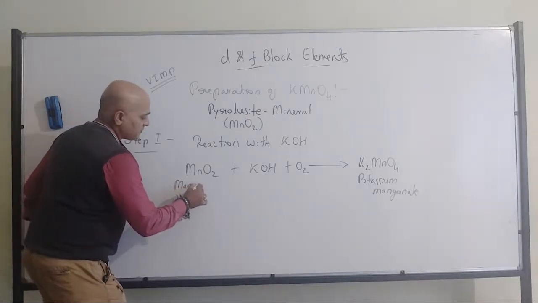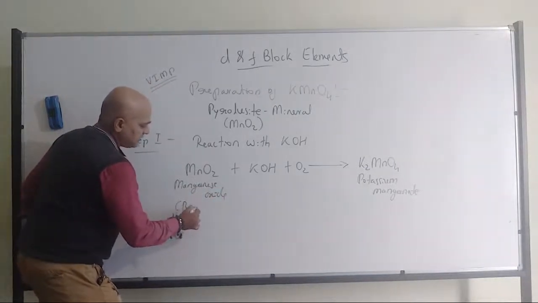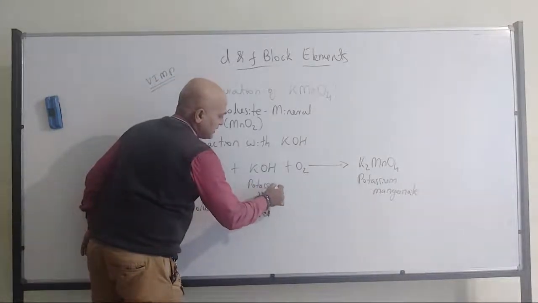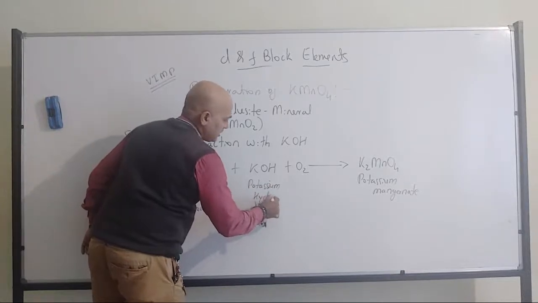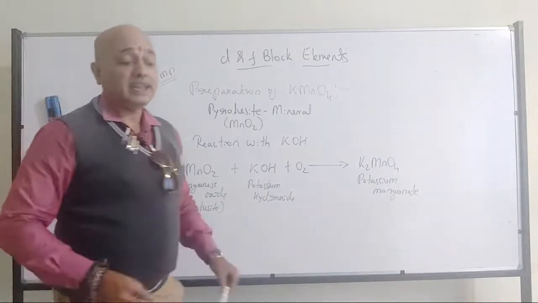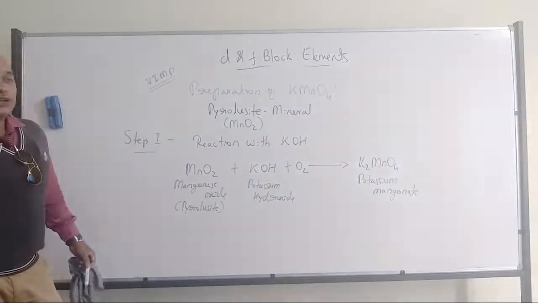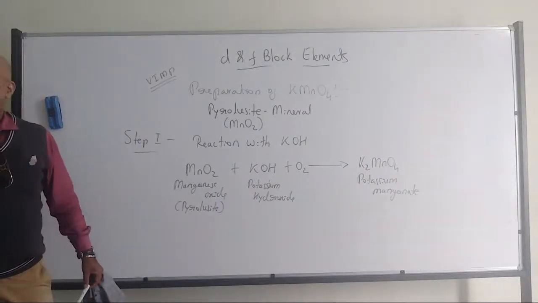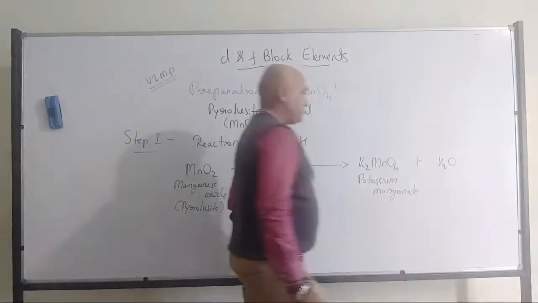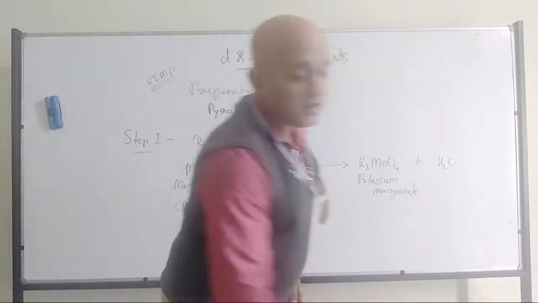Manganese oxide, or you can simply write it as pyrolusite, reacts with potassium hydroxide. One of the products will be potassium manganate. What should be the other product? Potassium came, manganese came. Hydrogen has not come, so the other product should be water. So balance the equation. First, balance it.